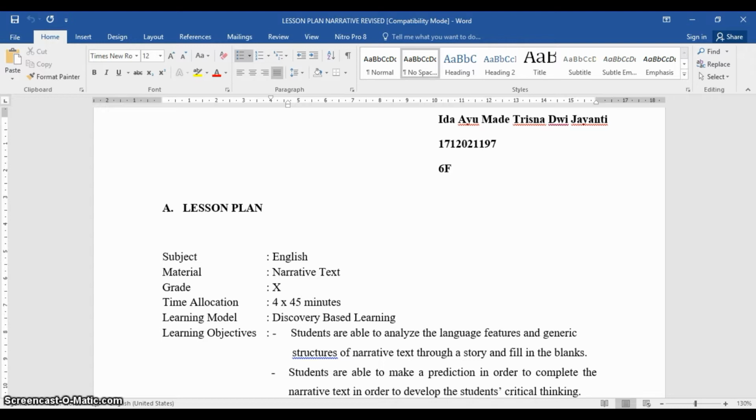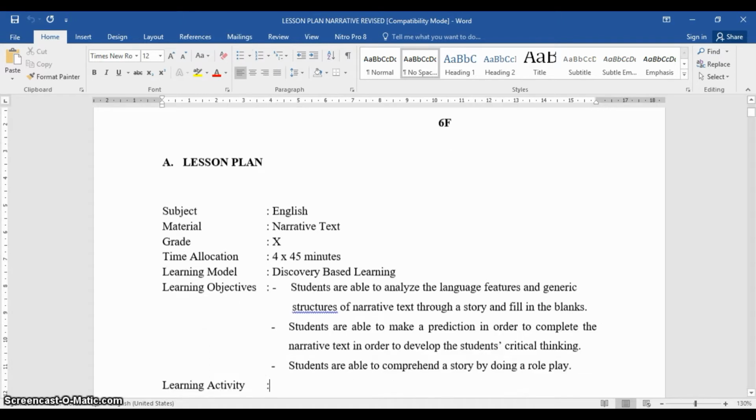And there are two materials. The first one is narrative text, and then the second one is descriptive text. So I will start from the narrative text. In this lesson plan, I would like to teach narrative text using the discovery-based learning model in the 10th grade. The strategy that I use is the DRTA, that is directed reading and thinking activities.